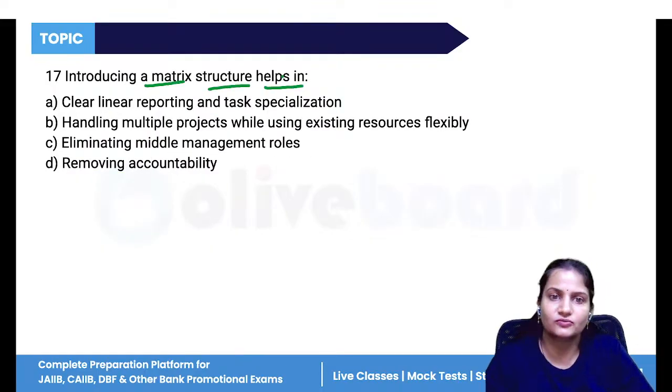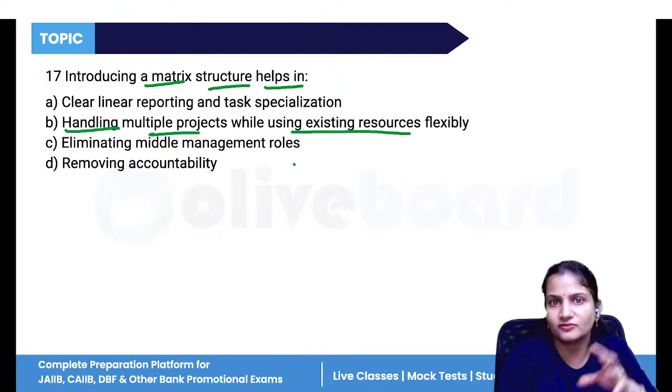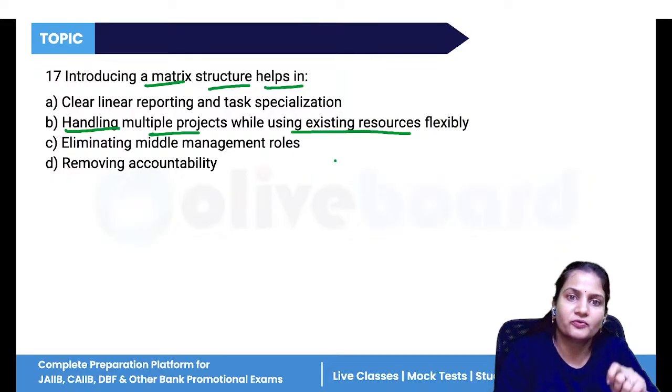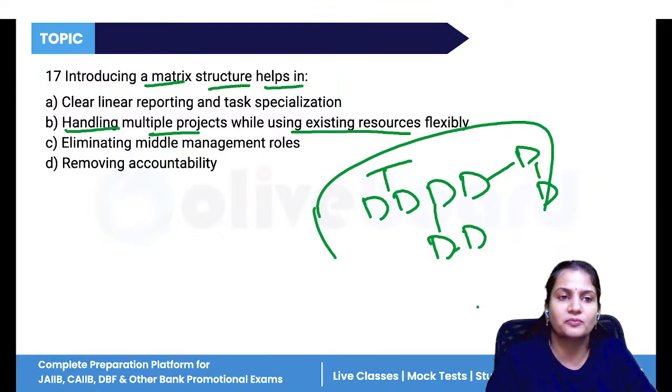Now, introducing a matrix structure helps it. Why is matrix structure used in the company? So matrix structure is used just to handle multiple projects while using existing resources. If resources are limited in number and you have a lot of projects, then this matrix structure will help you. Matrix structure means reporting to one, then reporting to another, and this is reporting to another.